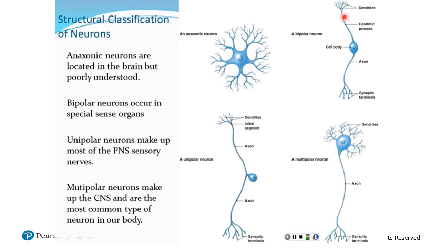So you have your dendrites. Dendritic process, so this is gathering information, bringing it to the body, and then you have your axon on the other side here. So bipolar means dendrites to one side and axon to the other side. All right, so this is your bipolar guy. Now you have your synaptic terminus after your axon.